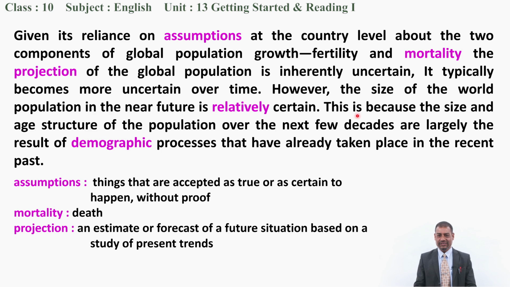Similarly, we have another word here, relatively. What does it mean? You can read this sentence once again. However, the size of the world population in the near future is relatively certain. If you go here, here is uncertain. Now here, relatively certain, in comparison to this one, then the population in the future will be certain. So what do you understand the meaning of this word, relatively? Yes, comparatively. Good job. And do not forget to write in your notebook.